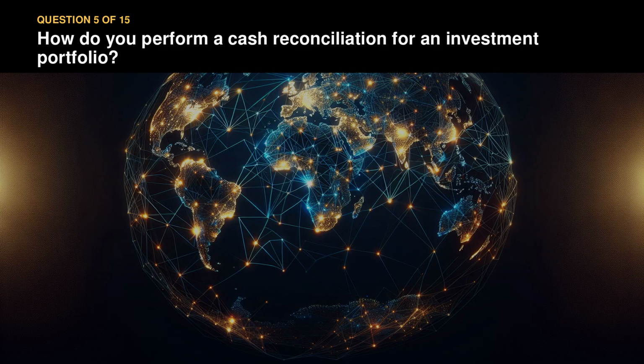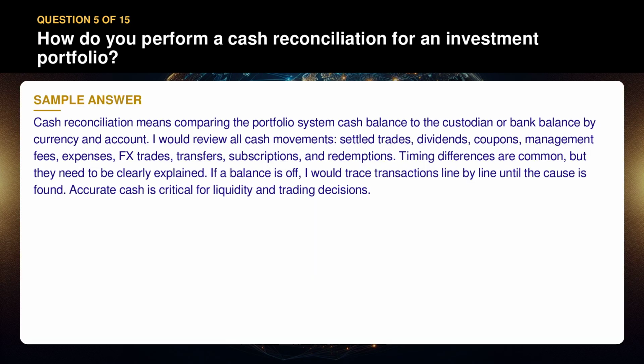Question 5. How do you perform a cash reconciliation for an investment portfolio? Cash reconciliation means comparing the portfolio system cash balance to the custodian or bank balance by currency and account. I would review all cash movements, settled trades, dividends, coupons, management fees, expenses, FX trades, transfers, subscriptions, and redemptions. Timing differences are common, but they need to be clearly explained. If a balance is off, I would trace transactions line by line until the cause is found. Accurate cash is critical for liquidity and trading decisions.